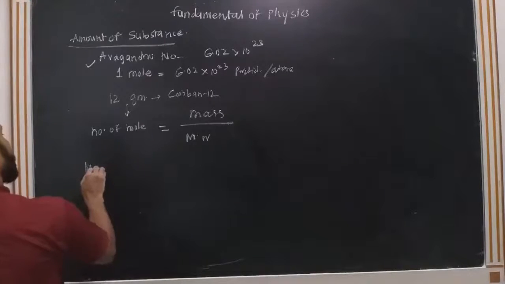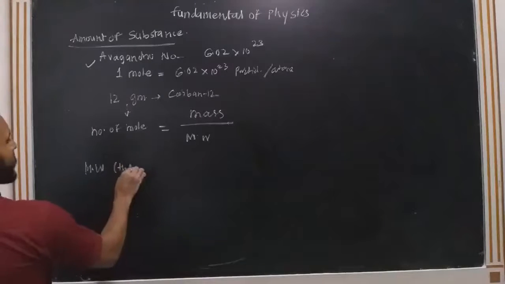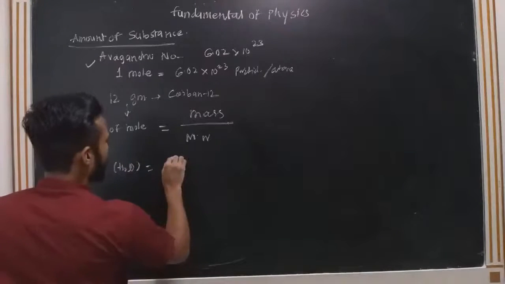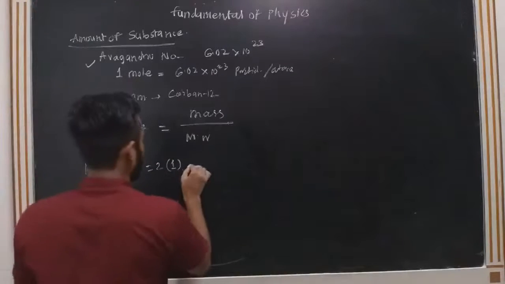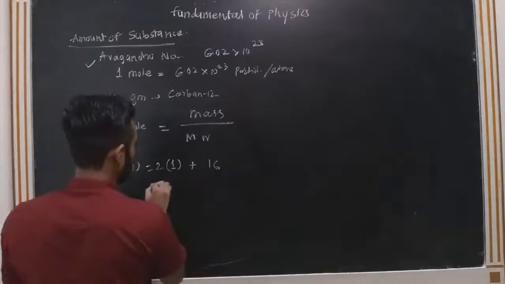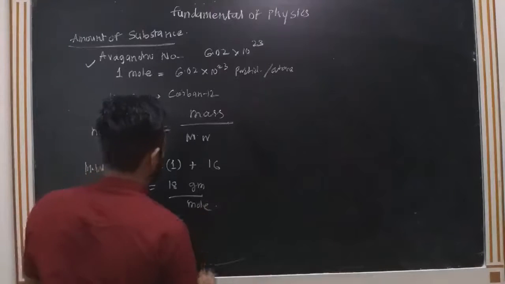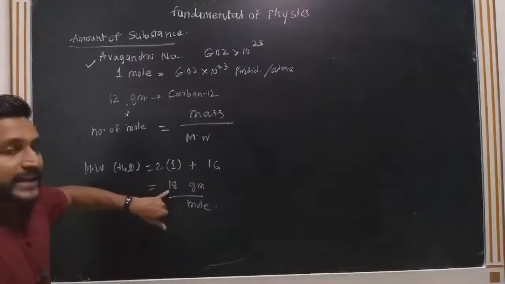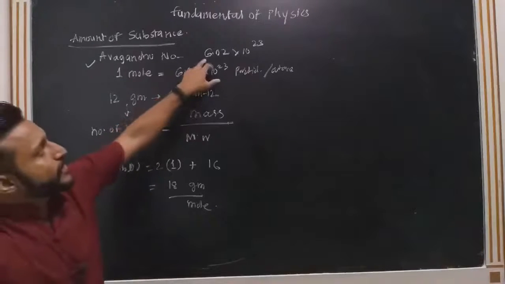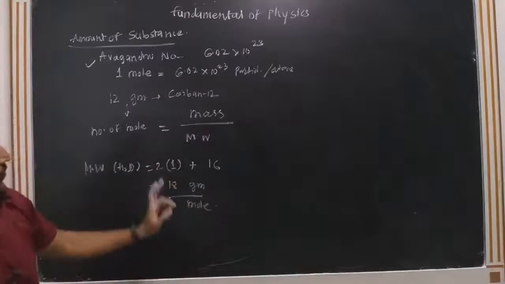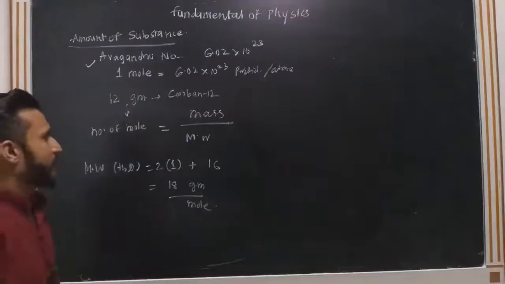Molecular weight we can calculate. Suppose you want to calculate molecular weight of H2O. The atomic mass of hydrogen is 1, and oxygen is 16, so we will have 18 gram per mole. That means in 18 gram of H2O there is 1 mole, 6.02 × 10^23 molecules.